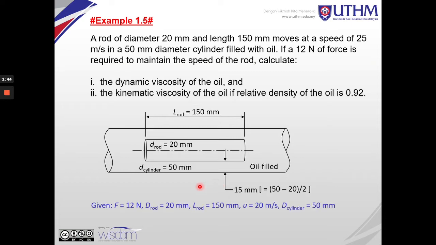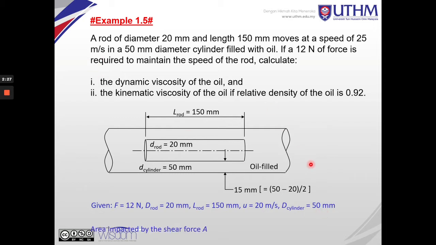So given the values here: force F is 12 Newton, diameter of rod 20 mm, length of rod 150 mm, and the velocity here 25 meter per second, and the diameter of cylinder is 50 mm.